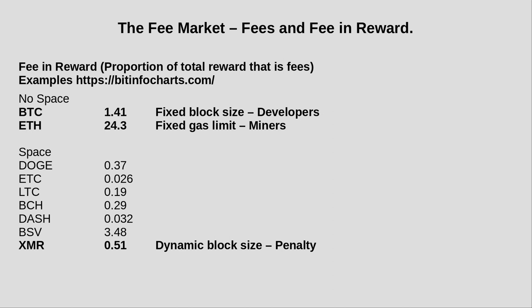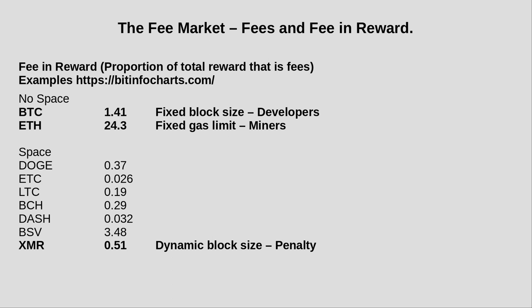Now, these are the ones that have no space. These ones have space. And you see here what's happening. Dogecoin 0.37, Ethereum Classic 0.002, Litecoin 0.19. BCH is really interesting. It's Bitcoin Cash. They're at 0.29. So there's hope of going there. And that's a 0.0032. Now, because of Satoshi Vision, they got it up to 3%. I'm really proud of this. And they do this with massive blocks full of pointless transactions in many cases, because I think what they're trying to do is non-fungible tokens on the main blockchain. And they kindly got it up there. And then you have Monero at 0.51.